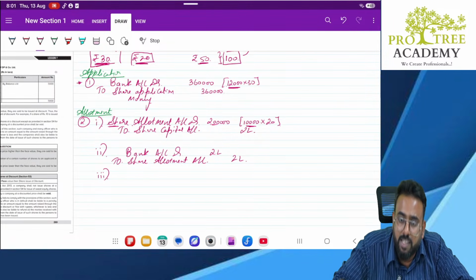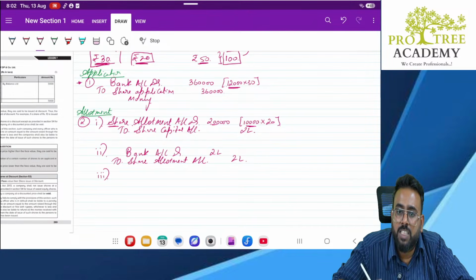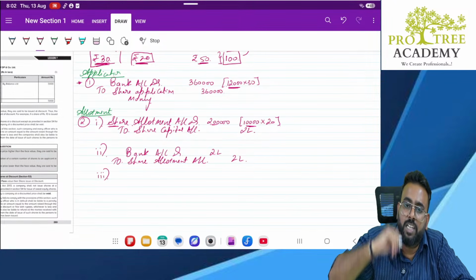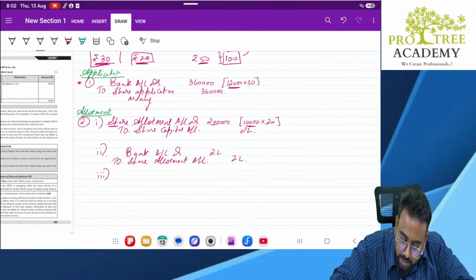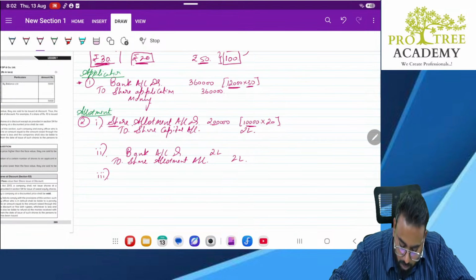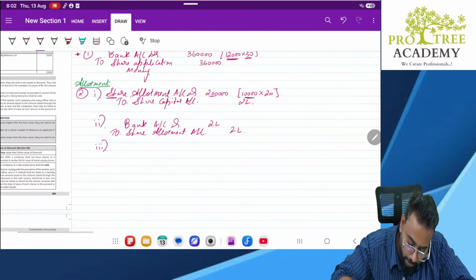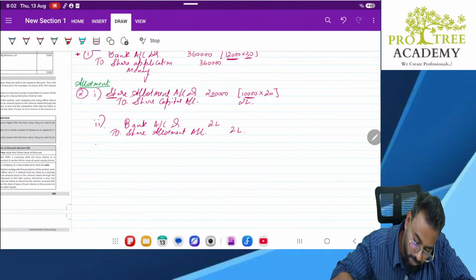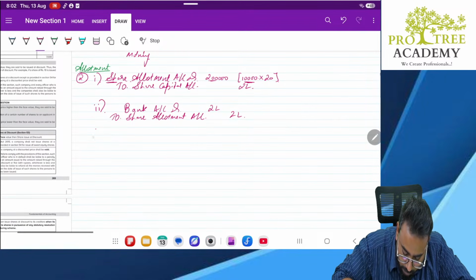Because what you collected from them is 30 rupees. This 20 rupees you never asked from them. Why? Because you never allotted them the shares. Now you have to refund them. How much they paid, that much you will refund. Correct or no? So when I refund, will my bank balance go up or go down? It will go down. Correct.